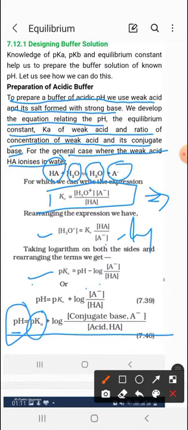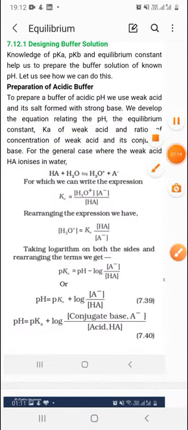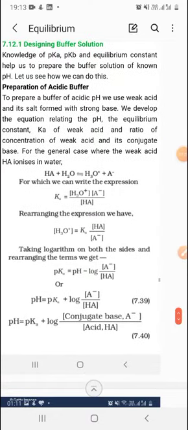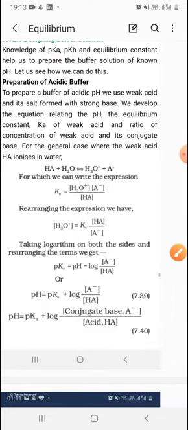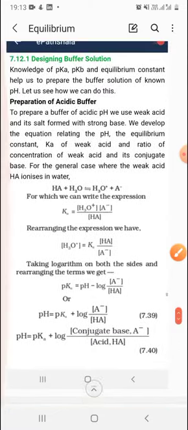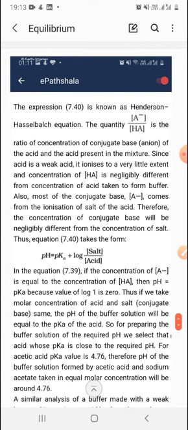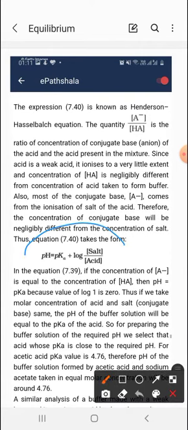This pKa is the acid constant for the weak acid, pH equal to pKa plus log of the concentration of the conjugate base A negative and the acid HA. By this formula you can calculate the pH for the acidic buffer, and similarly you can also calculate the pH for the basic buffer. And you can see this is the formula. We don't need to get into much detail. We just have to know the formula for calculation of the pH of the acidic buffer solution.